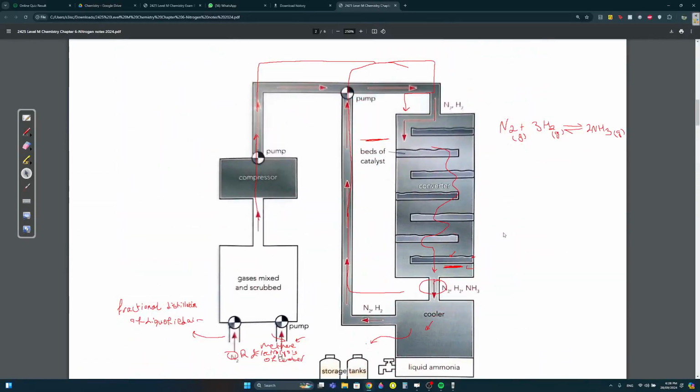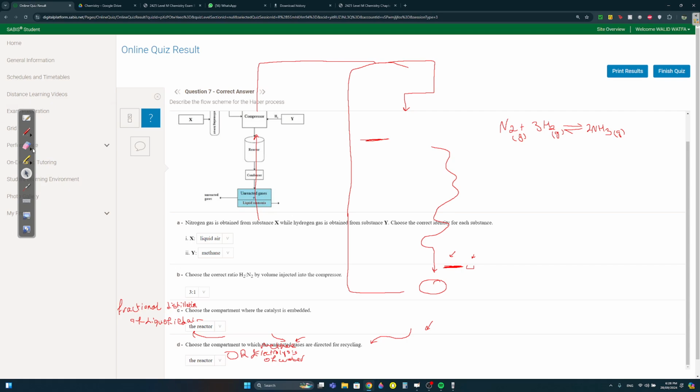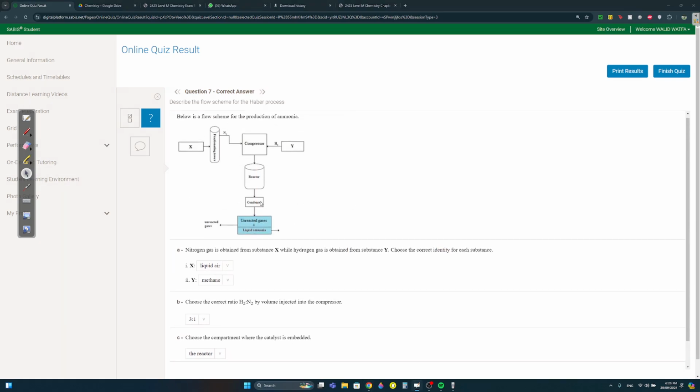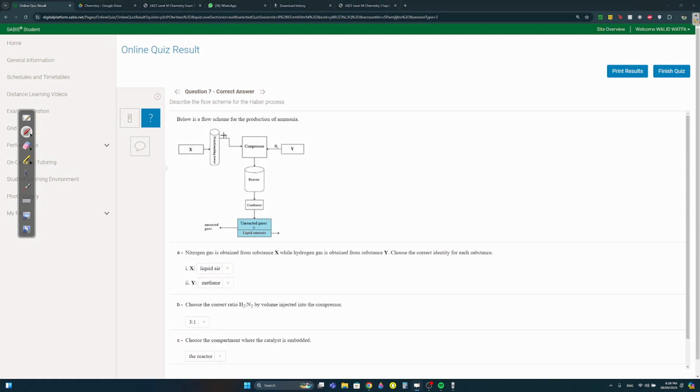Okay. So we go now to our question, and it should make a bit more sense. Nitrogen gas is obtained here. Nitrogen is obtained from what? We said liquefied air, right? Hydrogen is obtained from what? Methane. Okay, what's the correct hydrogen to nitrogen volume ratio? Remember, we said N2 plus 3H2 to produce 2NH3. What's the ratio for hydrogen to nitrogen? Hydrogen I have 3, nitrogen I have 1. Done.